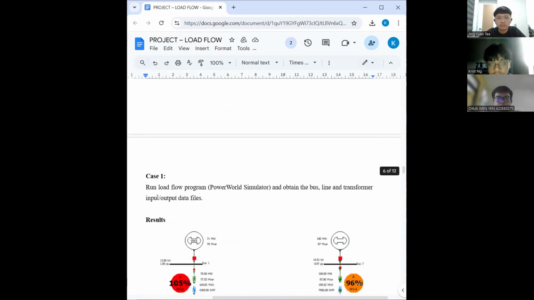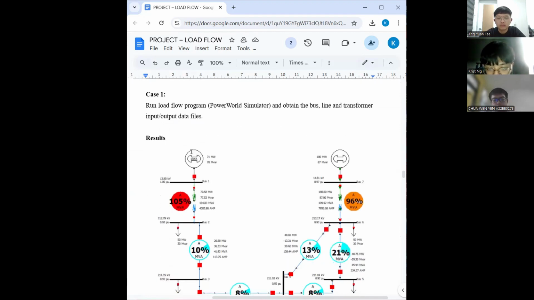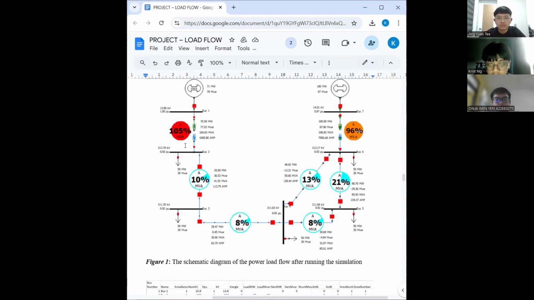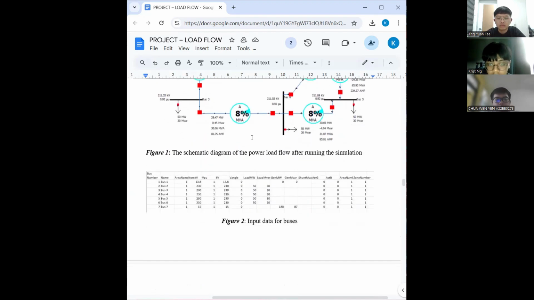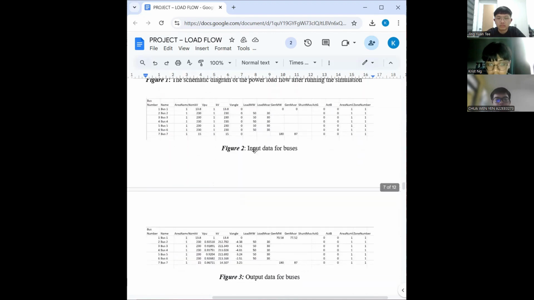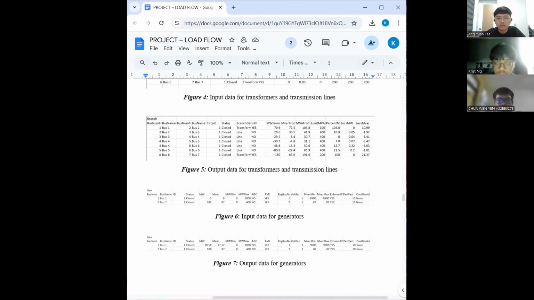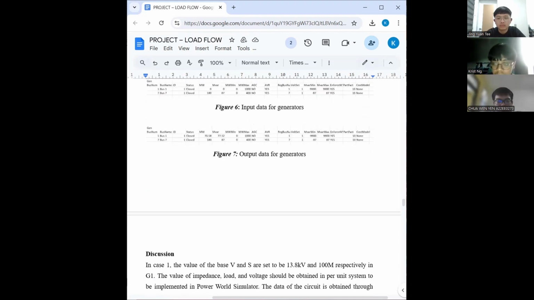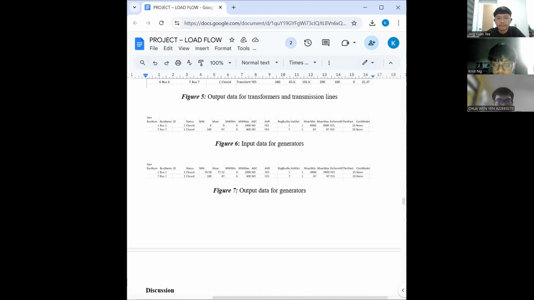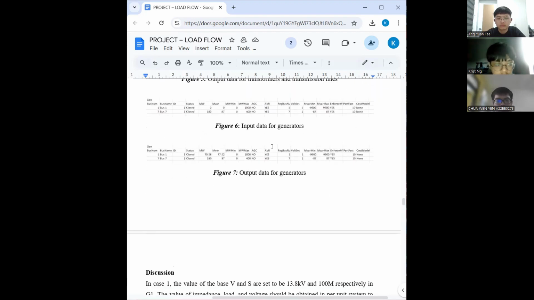Then for case 1, this is the result. We get the input data for buses from figure 2, as you can see here, and the output data for buses. After that, figure 4 is the input data for the transformer and transmission lines, and figure 5 is the output data for the transformer and transmission line. And the last two are the generator. This one is input and this one is output.